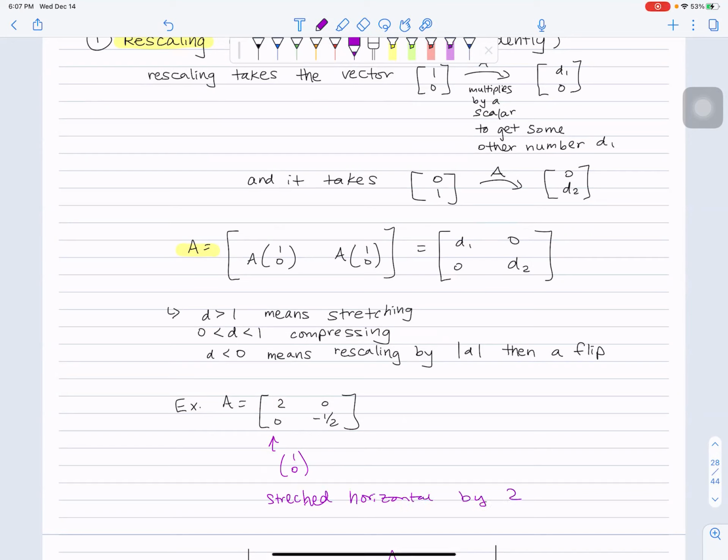Then I look at my second column and see what it did to the j vector, 0, 1. It multiplied it by -0.5. -0.5 means it compressed vertically, because this is the j vector we're talking about. Compressed vertically by 2 because it's a half. And then there's a negative sign, so it flipped it also.